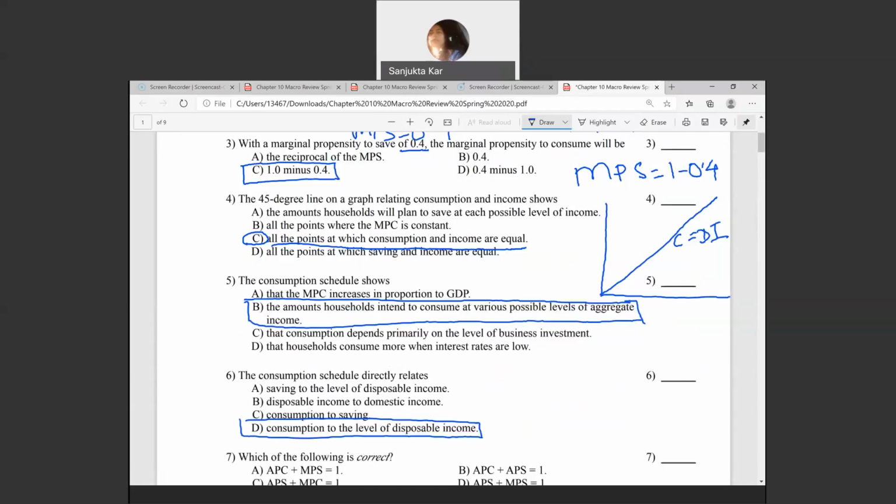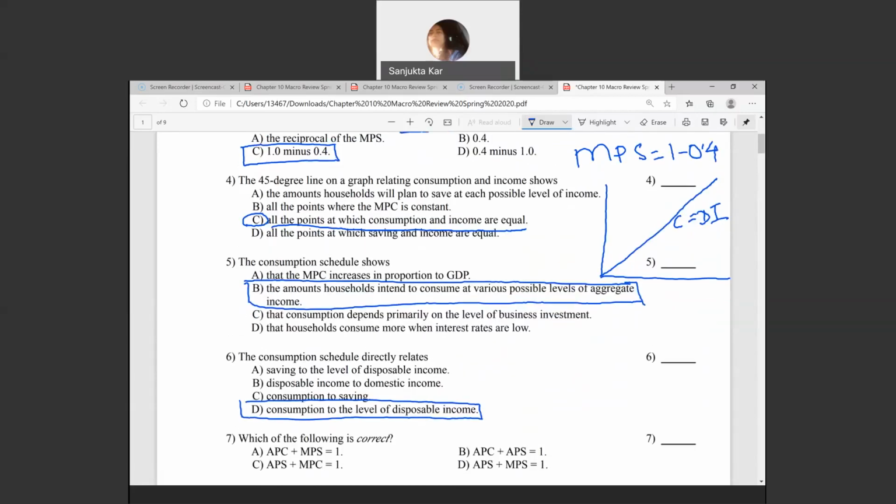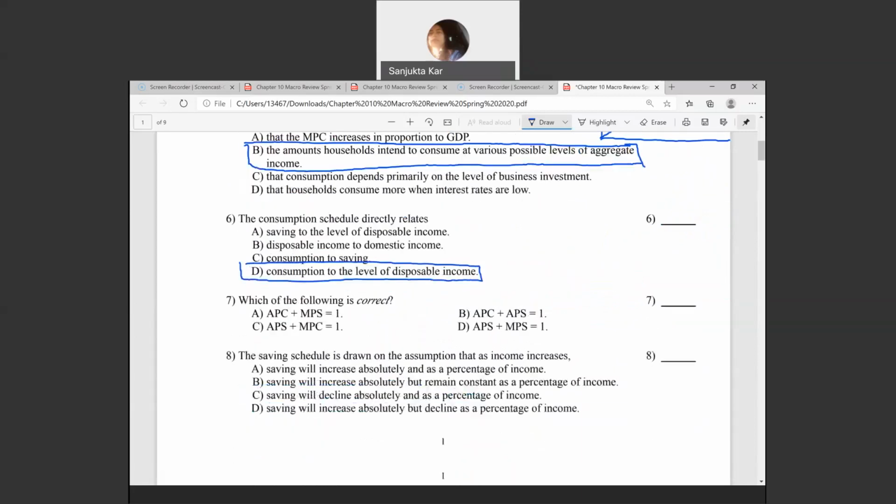Right, moving forward with these questions. Question number 7, which of the following is true? By now we would be a pro at these questions. APC plus APS is equal to 1. Also MPC and MPS will be equal to 1. Question 8, the saving schedule. This is drawn on the assumption that savings will increase as a percentage of income.